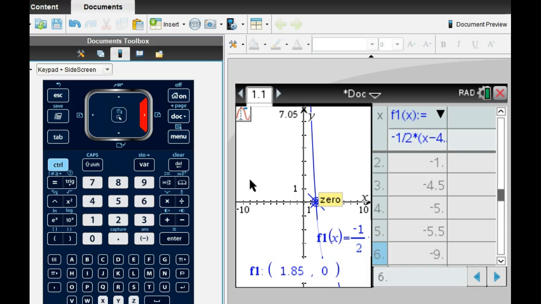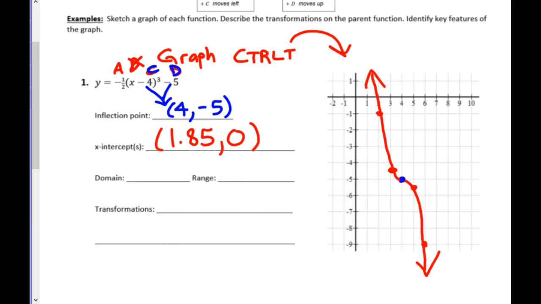Please be quiet. Now, domain and range we already said is always what? For this type of function. Negative infinity to positive infinity.